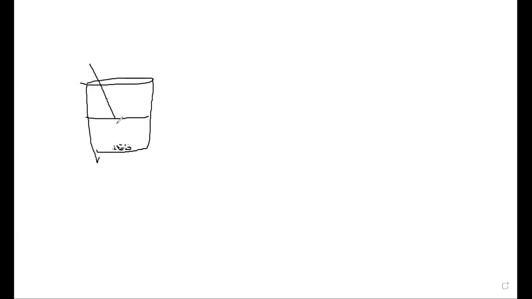But if you put here a glass rod or a spoon and you start to stir it, what would happen? You observe that it's going to dissolve faster.